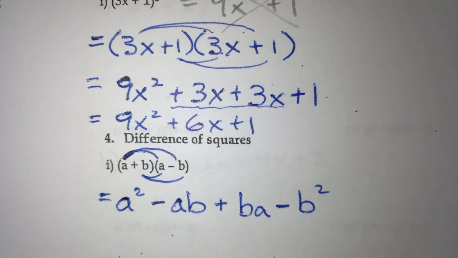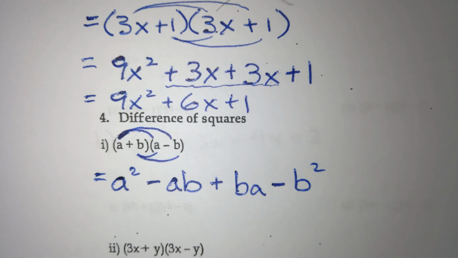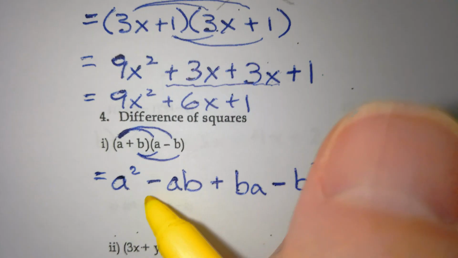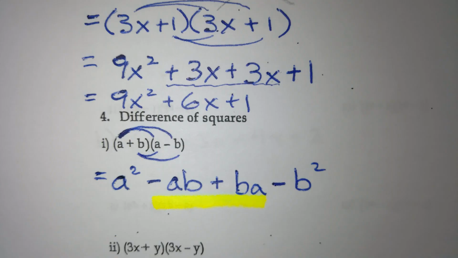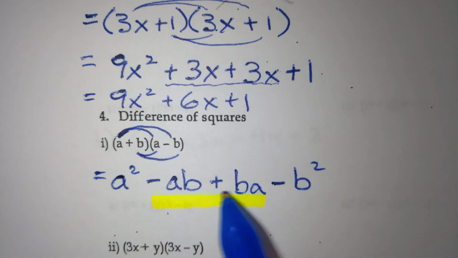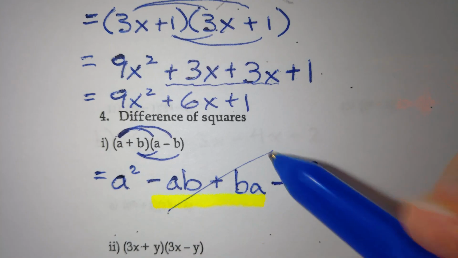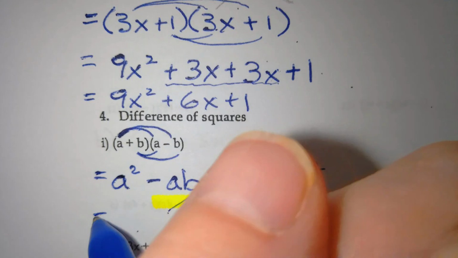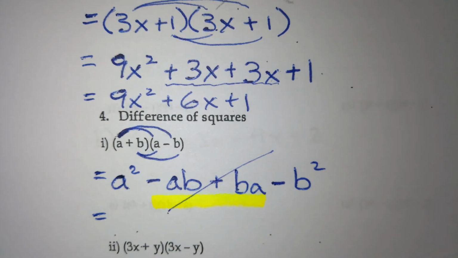Good. Okay. Now this is a tricky question. Are these two like terms? Yes, okay. Just like 3 times 4 is the same as 4 times 3. Okay, so they are actually the same, AB, BA. So what is negative AB plus AB? Yeah, they cancel out. So William, what does this simplify to?